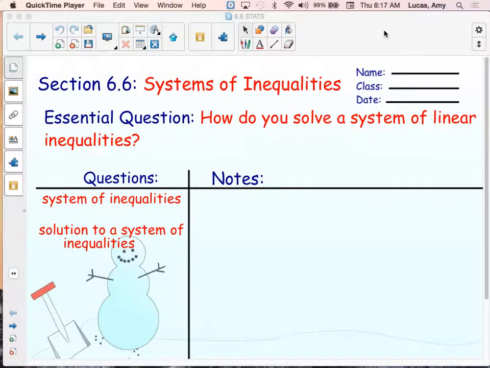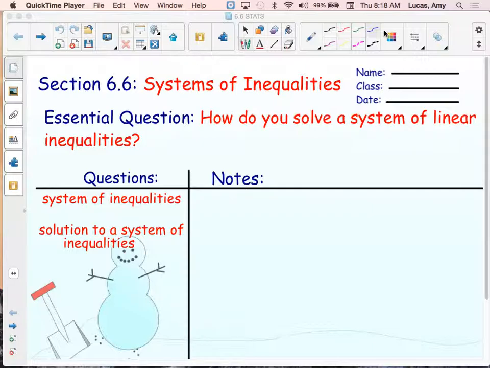Lesson 6.6, Systems of Inequalities. Our essential question is, how do you solve a system of linear inequalities? Well, a system of linear inequalities is very similar to a system of equations. The difference is that because they're inequalities, you're going to have to graph the system.